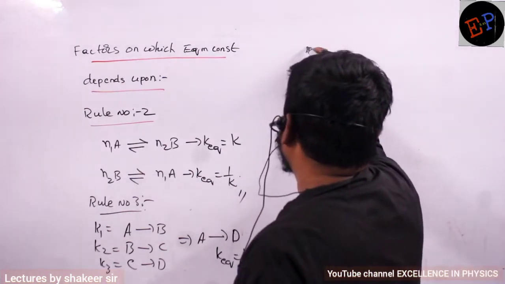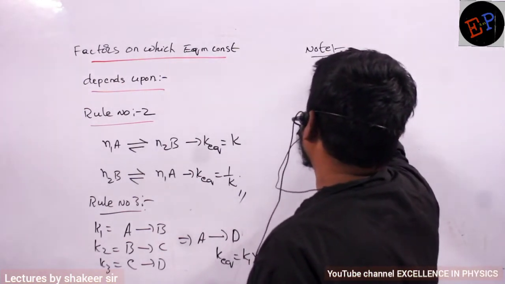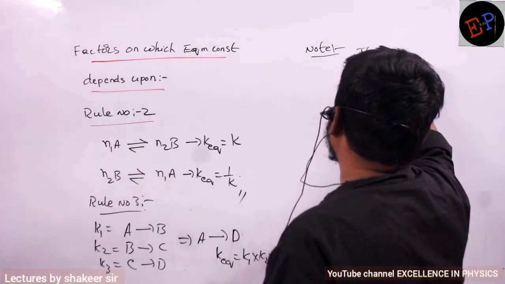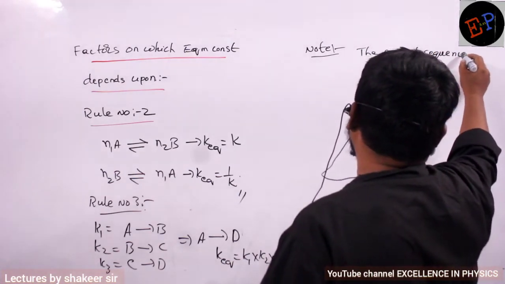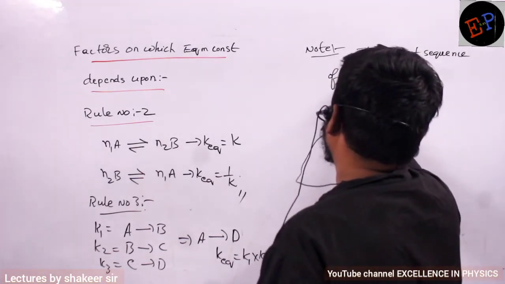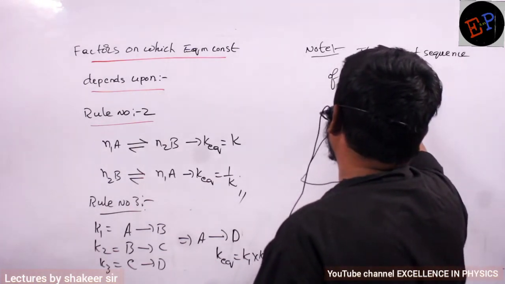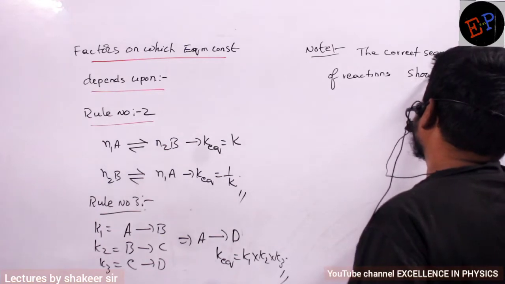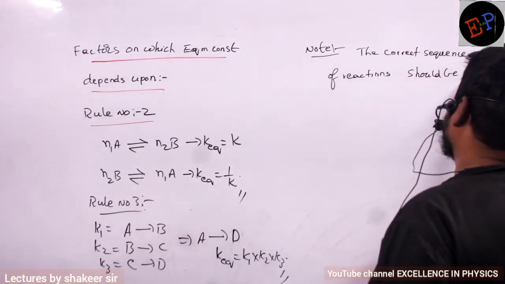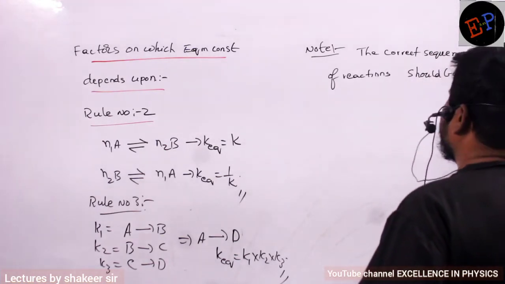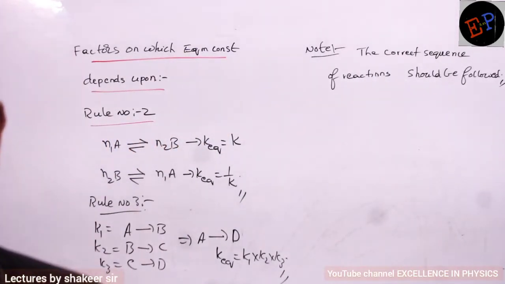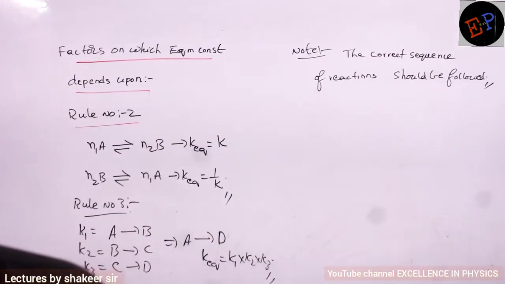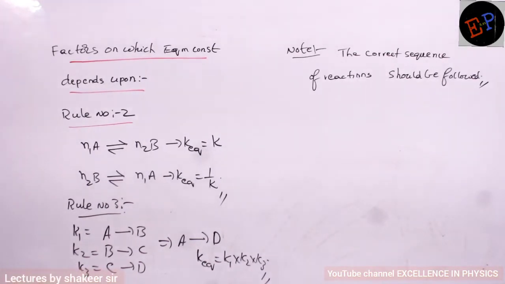So the note point is that the correct sequence of reactions should be followed. Correct sequence of reactions should be followed. Okay? So this is the most important point which you should remember. So what is the sequence of reactions? Those reactions must be exactly followed. Are you able to understand?